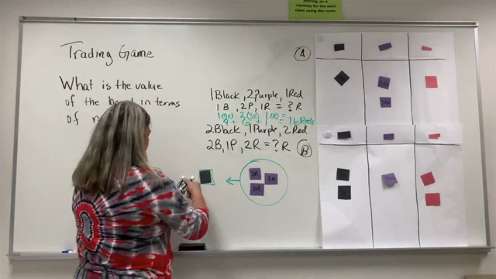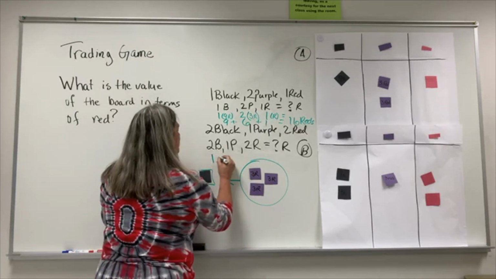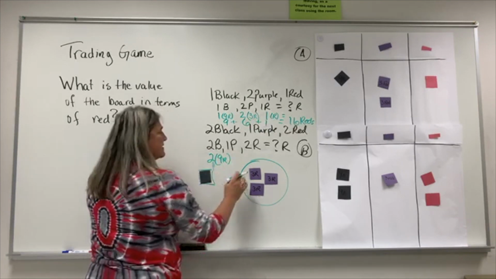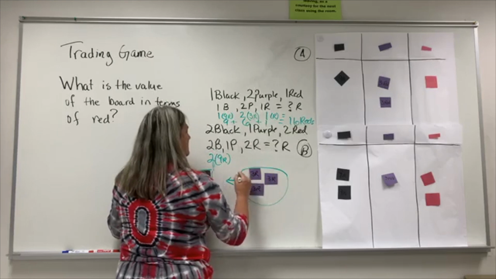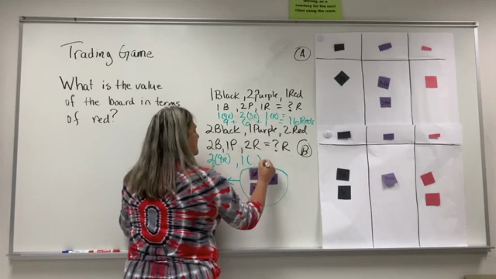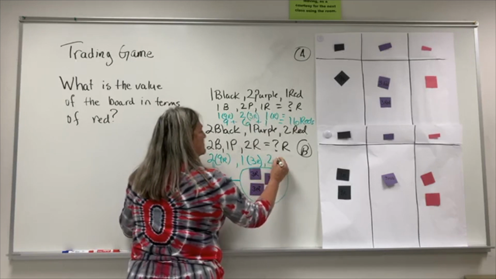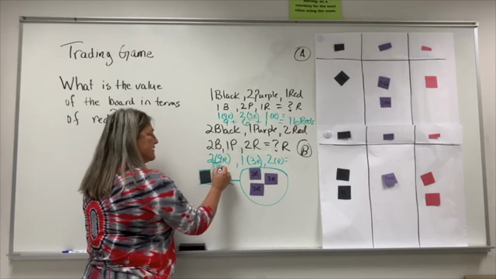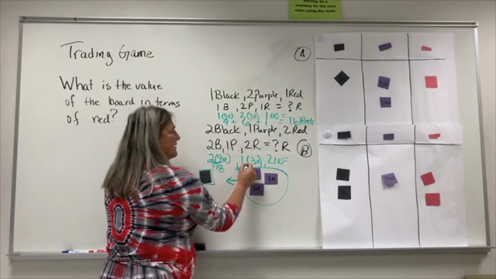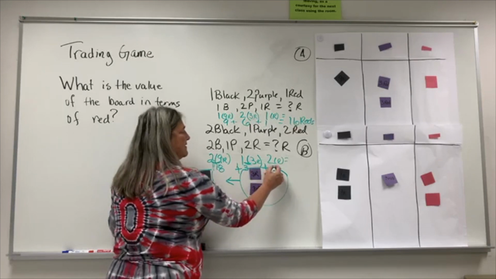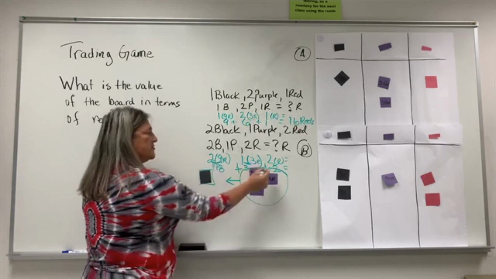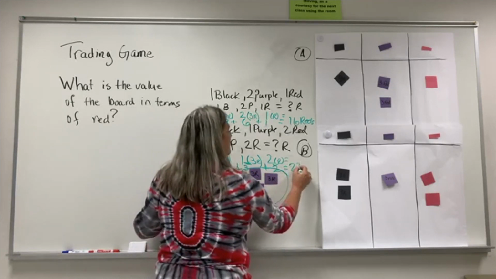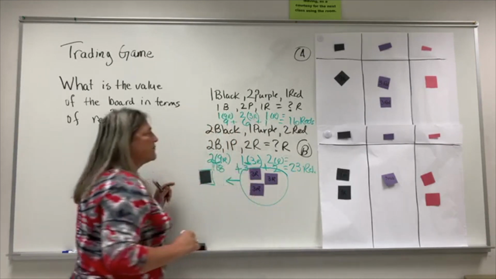So we have 2 blacks. We know a black is worth 9 reds. So we have this, and we have 1 purple, and we said a purple is worth 3 reds, and we have 2 reds. So how many reds is that altogether? Well, we have 2 9s, or 18. We have 1 3, and then we have 2. So that 2 and the 18 makes a chunk of 20, so 23. So were we right? Yep, the bottom board wins.